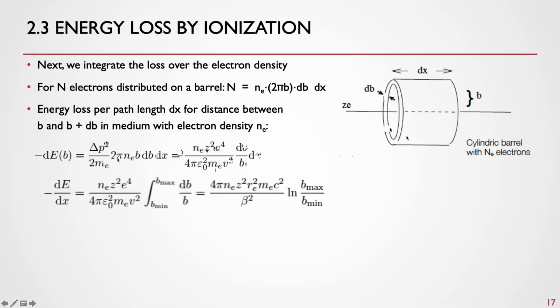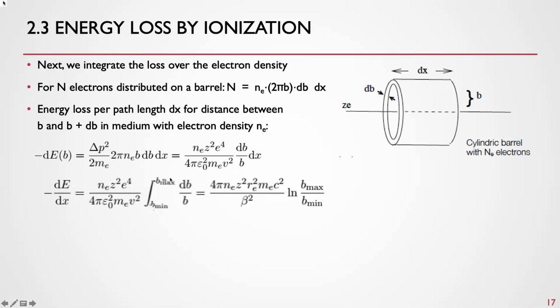Of course, we're not interested in a cylinder. We are interested in the energy change per unit length x. So we need to integrate over the impact parameter. And that's the impact parameters of the different interactions of our heavy particle with the electrons. Now we integrate from some minimum to some maximum impact parameter.